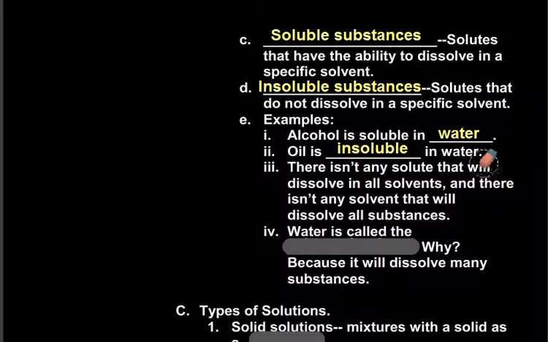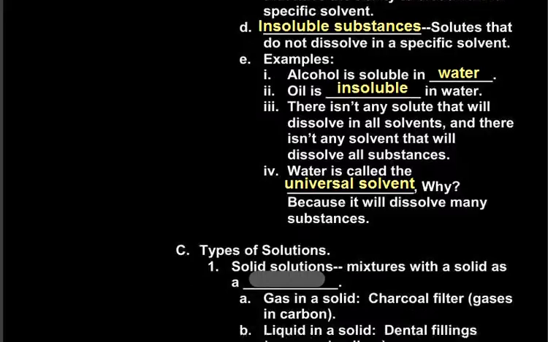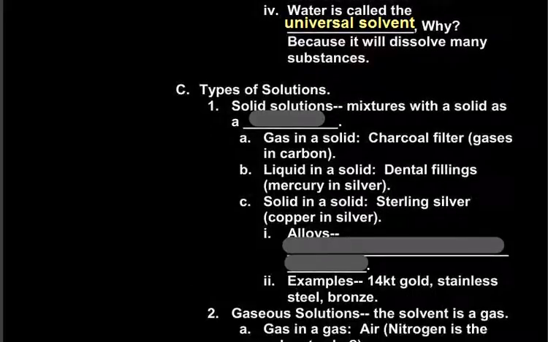Now, there isn't any solute that will dissolve in all solvents, and there isn't any solvent that will dissolve all substances. However, water is called the universal solvent because it dissolves many substances. It is polar, and a lot of other substances have basic polar properties to them, and things will dissolve. A lot of things dissolve in water. Okay, which brings us to the types of solutions we have.